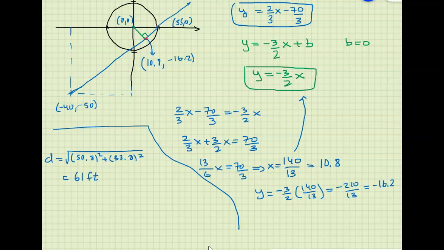This gives me a distance of 61 feet. And how fast is this thing moving? 10 feet per second. So the time is going to be 61 feet divided by 10 feet per second, which is 6.1 seconds. So 6.1 seconds after it was hit, it reaches the closest point. Alright, there you go.